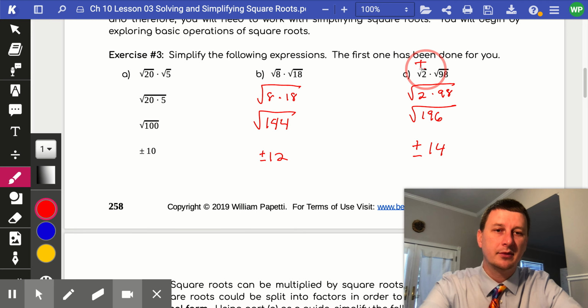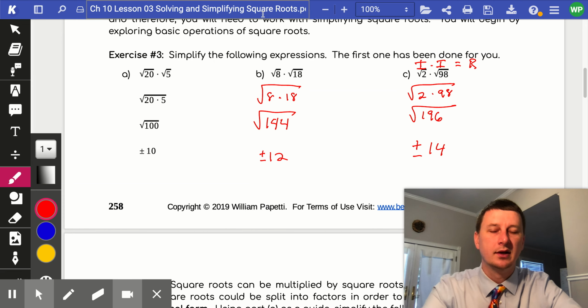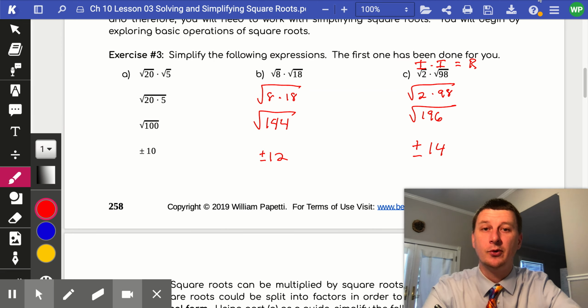We have an irrational number here times an irrational number here, but our answer proved to be rational. So an irrational times an irrational is not always irrational. It could be rational too. That's important to know going forward.